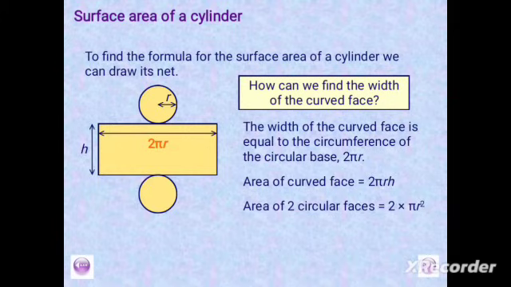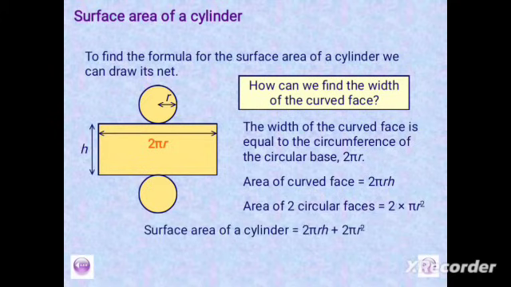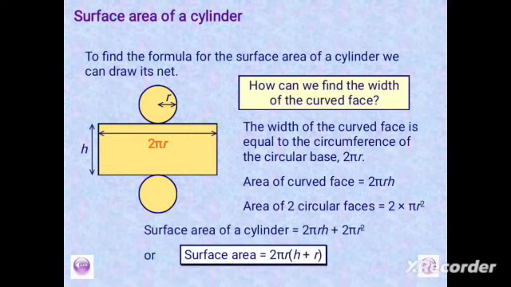and area of two circular faces are 2 times pi r squared, because there are two circles at the ends. That is if it is a closed cylinder. So surface area of a cylinder, we have 2 pi r h plus 2 pi r squared. Or this can be simplified as 2 pi r into h plus r.